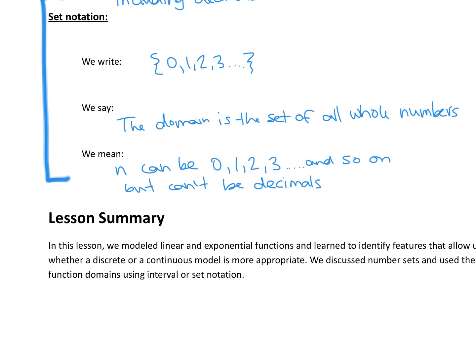In this lesson, we model linear and exponential functions and learn to identify features that allow us to determine whether a discrete or continuous model is more appropriate. We discuss number sets and use them to write function domains using interval or set notation. I wish you good luck on your practice.